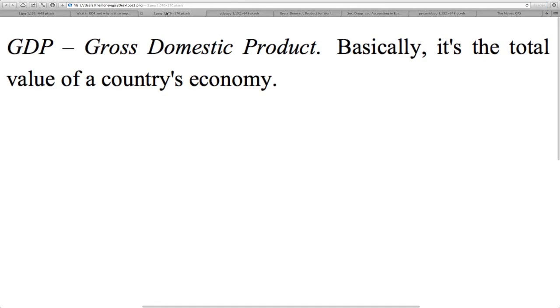But what about what I wrote in my book? GDP is the gross domestic product. And what I say is basically it's the total value of a country's economy. Pretty simple. And it's obviously used as one of those very important indicators when the mainstream analysts are trying to decide if a country is growing or shrinking.